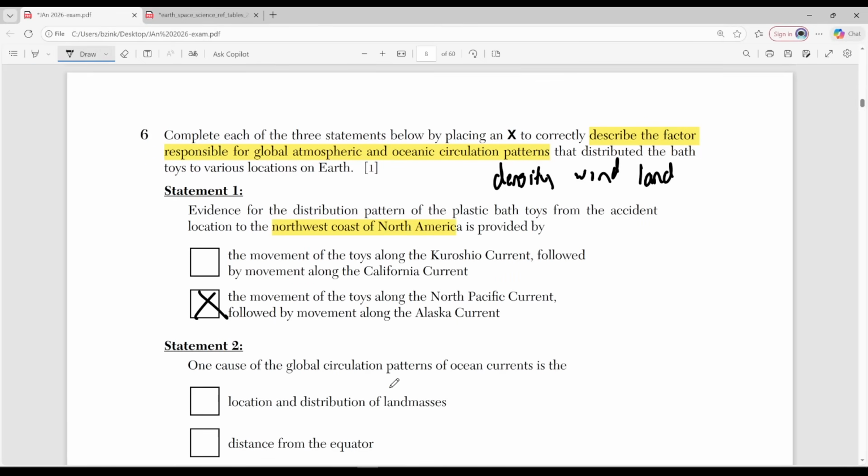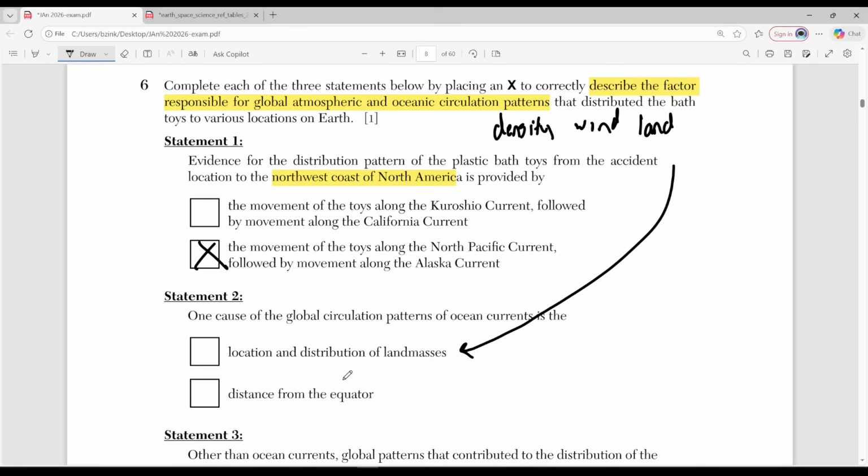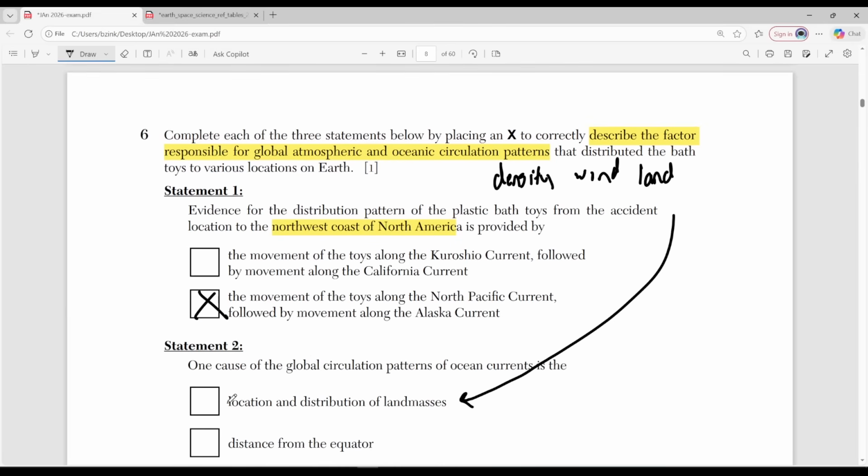And then one cause of the pattern of the ocean currents is, okay, so look, we said land. So that could work. Distance from the equator is not going to affect the global circulation patterns. It's location and distribution of land masses that's going to really be the deciding factor for that one.